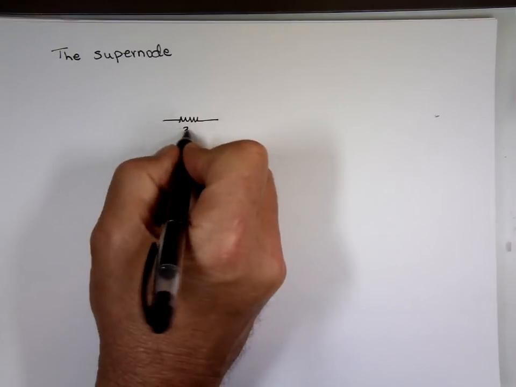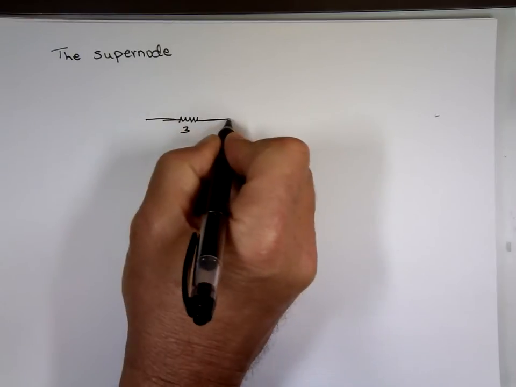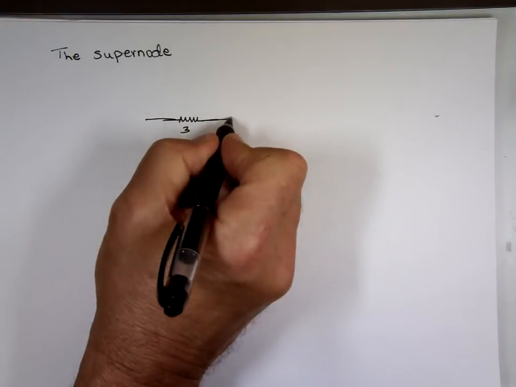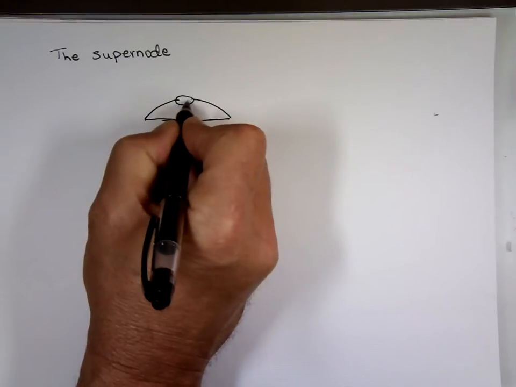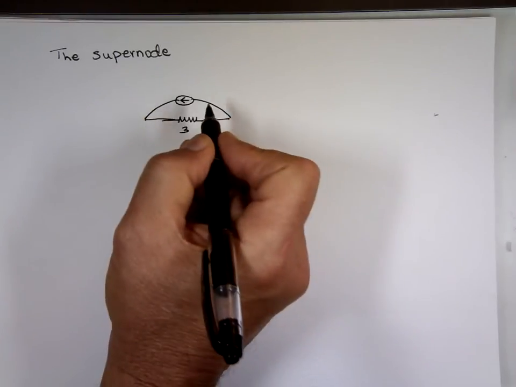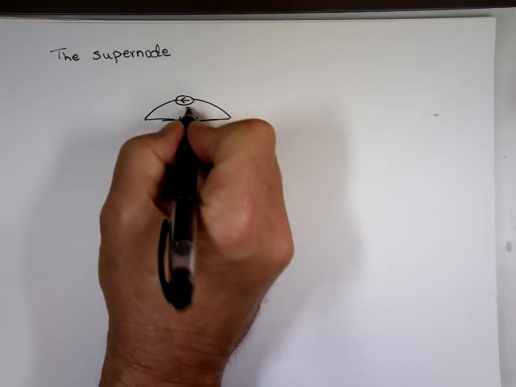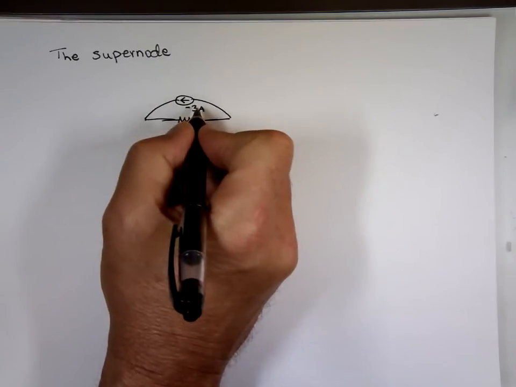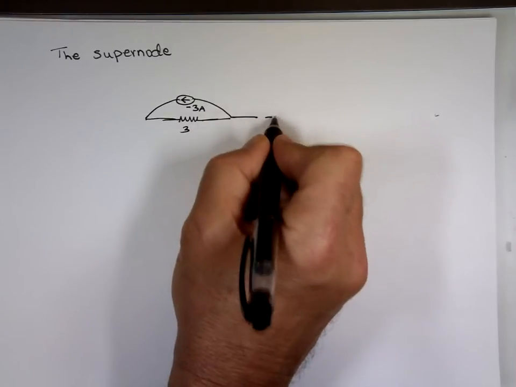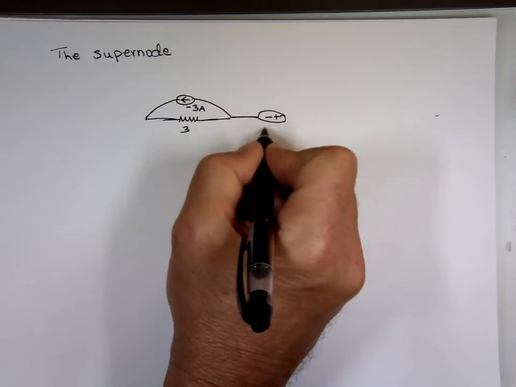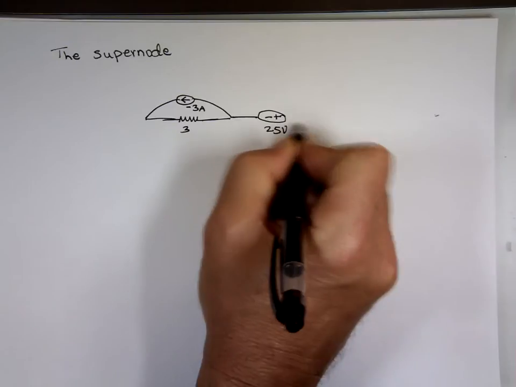That's 3 ohms. I'll make it a little bit bigger so it's not squishing everything together. Leave some room over this too. I'm going to add more stuff to it. There's a current source going this direction of -3 amps. Here we have a voltage source, minus to plus, 25 volts.